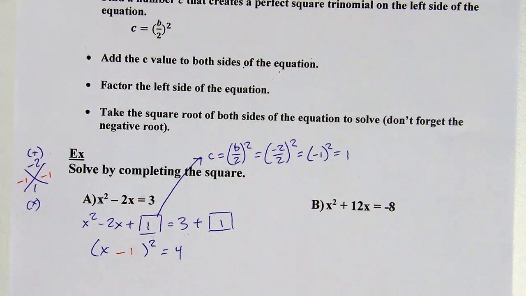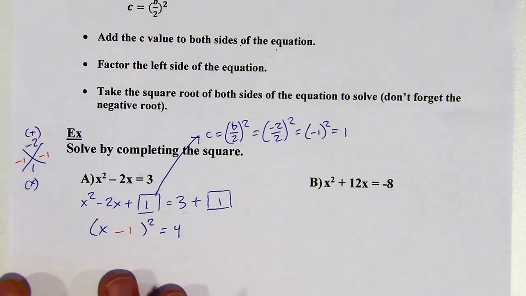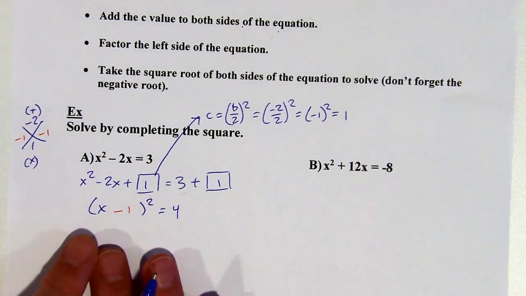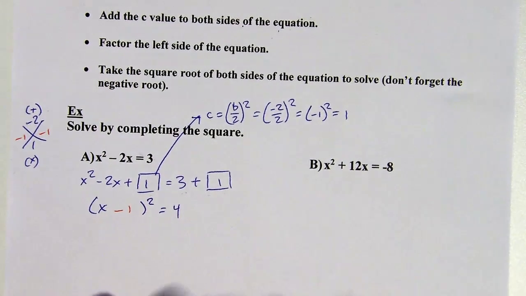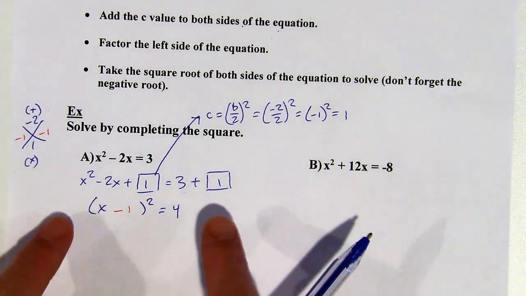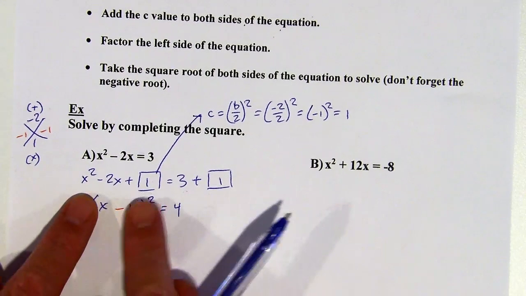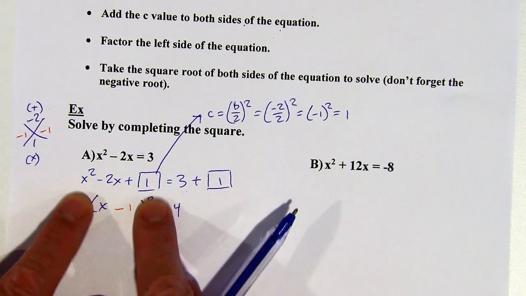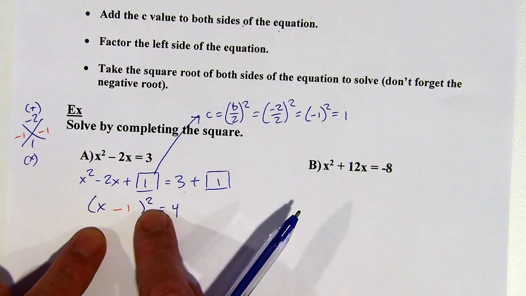Okay. So now that I've got this left side factored like this into something squared, now I can take the square root of both sides of the equation. That's the idea. I want to mess with the equation so that I've got a perfect square trinomial, which means it's going to be something squared.